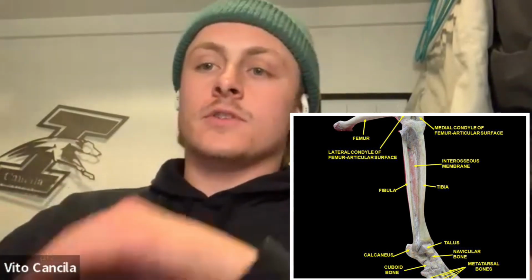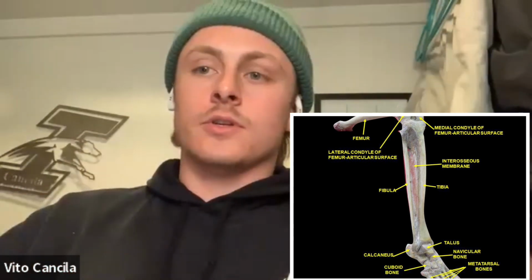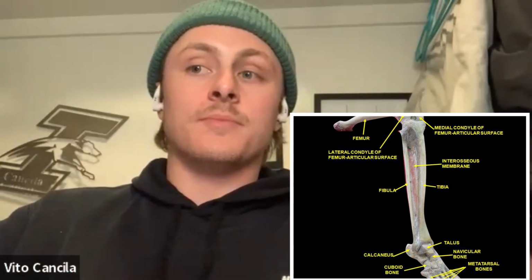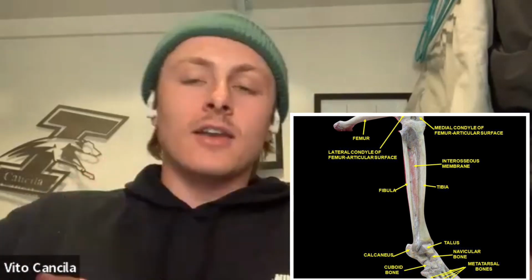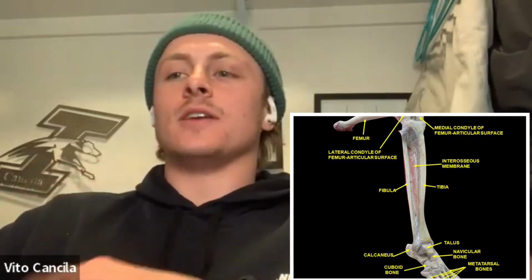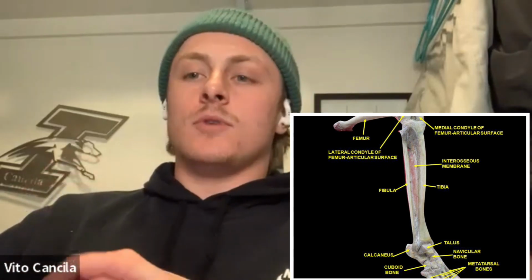Moving forward are the transverse tarsal joints, intertarsal joints, tarsometatarsal joints, the TMTs. Then you have the metatarsophalangeal joints, those are the MTPs, and then all your interphalangeal joints in between that. Let's go ahead and move on to ligaments.